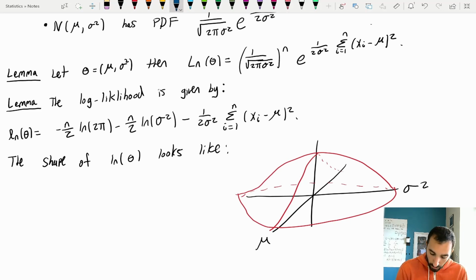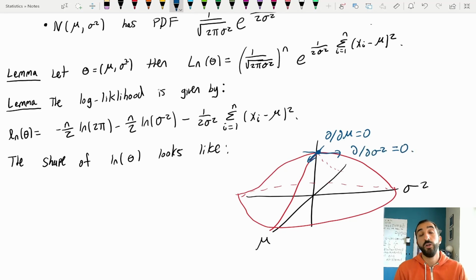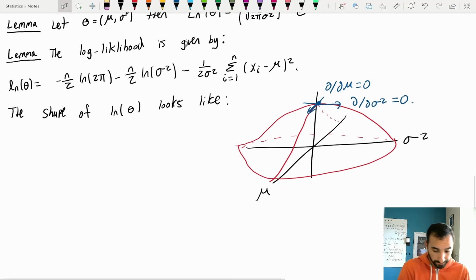What we want to do is find this maximum point, and if you remember from calculus, what you need to do is find this point where the partial derivative with respect to mu is equal to 0, and the partial derivative with respect to sigma squared is equal to 0. So we're going to take the two partial derivatives of the log likelihood and set them equal to 0, and that will be our maximum likelihood. So let's go ahead and do it.